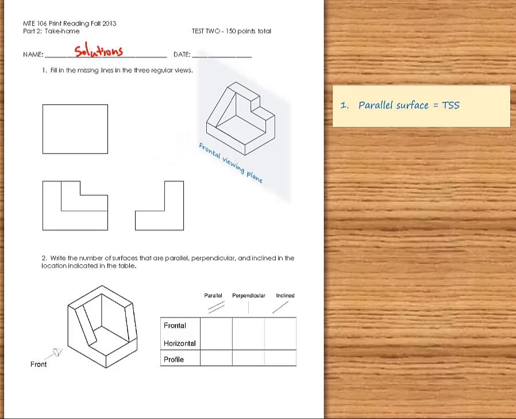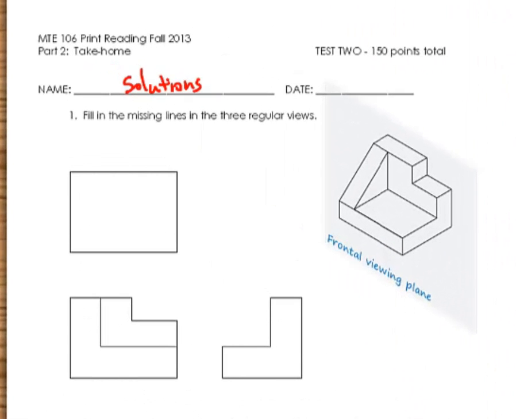First, if a visible surface is parallel to the viewing plane, it will appear in true size and shape in the corresponding regular view. In this case, we're looking through the frontal viewing plane, which corresponds to the front view. Two surfaces, here and here, are parallel to the frontal viewing plane, so they will both appear true size and shape in the front view. Looking at the front view, this surface appears to be correct, but this surface is not. Where this surface meets the inclined surface, there should be a visible line in the front view, here.